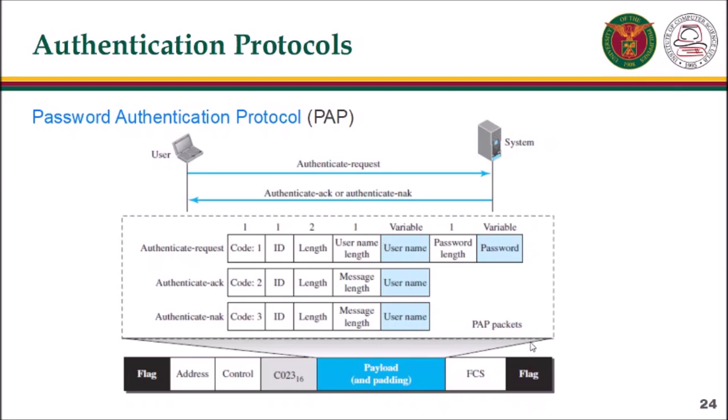Authentication plays a very important role in PPP because PPP is designed for use over dial-up links where verification of user identity is necessary. Authentication means validating the identity of a user who needs to access a set of resources. PPP has created two protocols for authentication: Password Authentication Protocol or PAP and Challenge Handshake Authentication Protocol or CHAP.